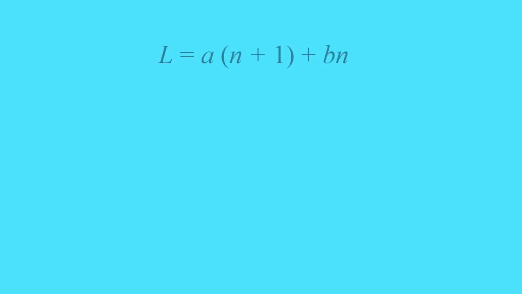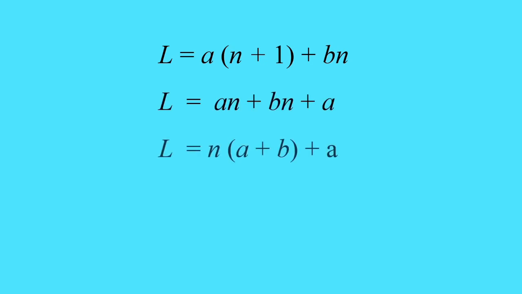Let's begin with that first equation we found for the entire length of the pattern. We can rearrange this into the following form, where the length of our pattern is just going to be the number of edges times the sum of the length of the post and the length of the edge, plus the length of one more post.